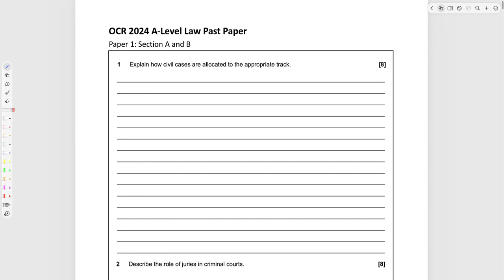We're not going to be writing an answer today. We're just going to be going through the actual content, okay? And basing what we're going to be discussing off what the mark scheme says as well.